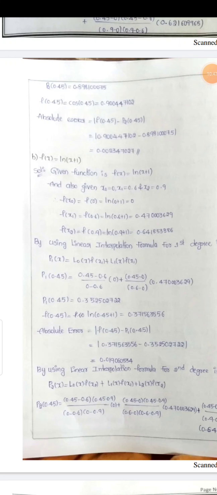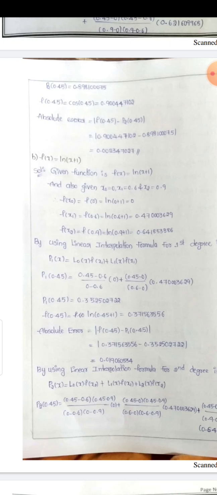Next, part b, f of x is equal to ln of x plus 1. Solution: given function is f of x is equal to ln of x plus 1 and also given x naught equals 0, x1 is equal to 0.6 and x2 equals 0.9. f of x naught is equal to f of 0 is equal to ln of 0 plus 1 equals ln 1 is equal to 0.